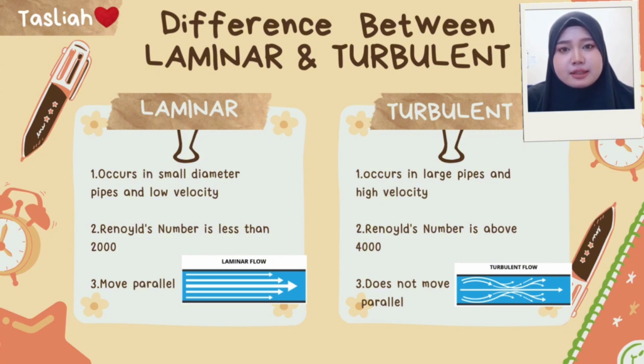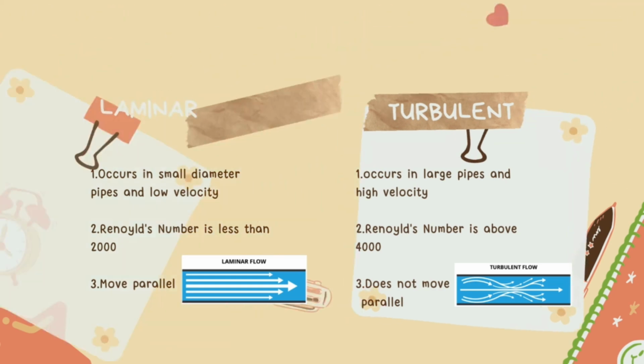Well, the center of the pipe will have turbulent flow and laminar flow happens at the edges of the pipe. That's all from me. Let's proceed to the next presenter.